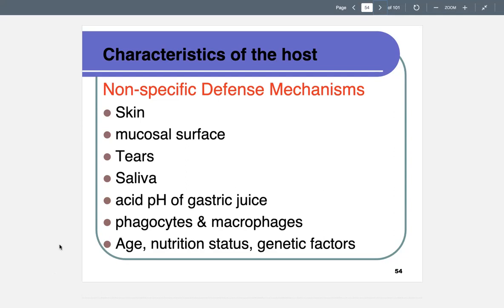Okay? Sa skin class, no, which is that is a physical barrier, no, na kapag nagkaroon ng abrasions, ng sugat on the skins, yan ang magsiserve as a portal of entry. Okay? And then, mucosal surfaces, no? And then the tears class, no? Yung tears na meron niyang IgA, no? Immunoglobulin A. Okay? Saliva also, no? And then the acid pH of the gastric juices. Acid pH of gastric juice in our stomach, no?